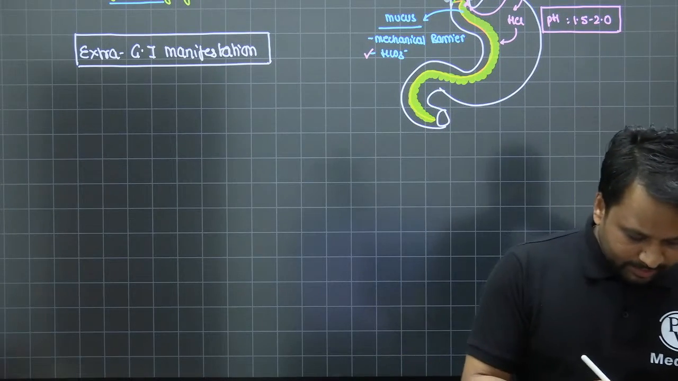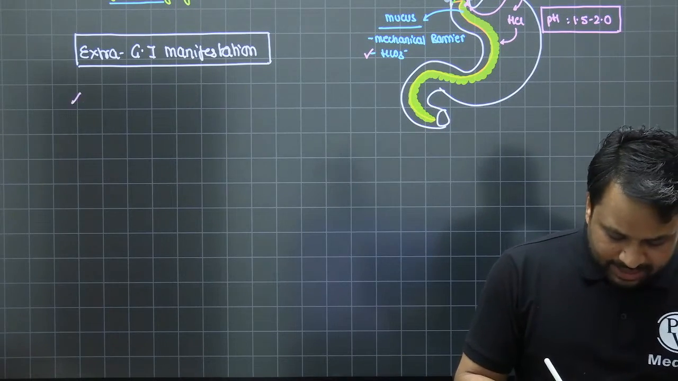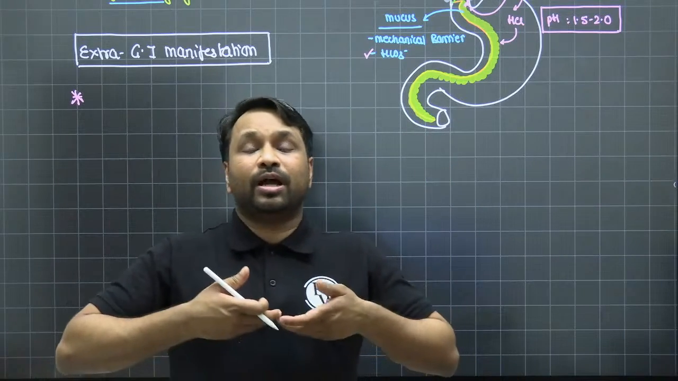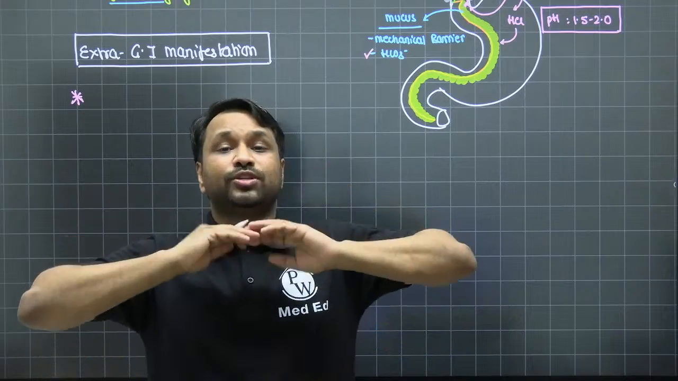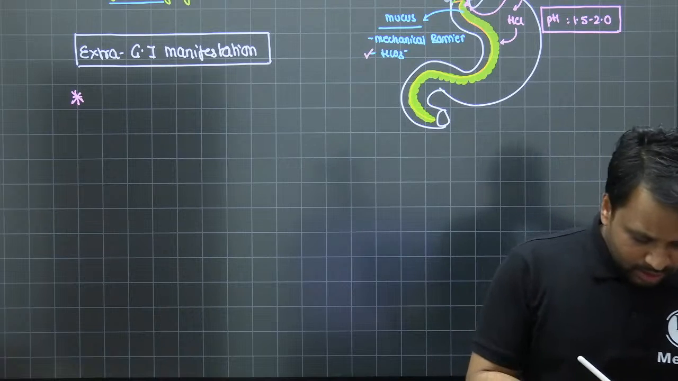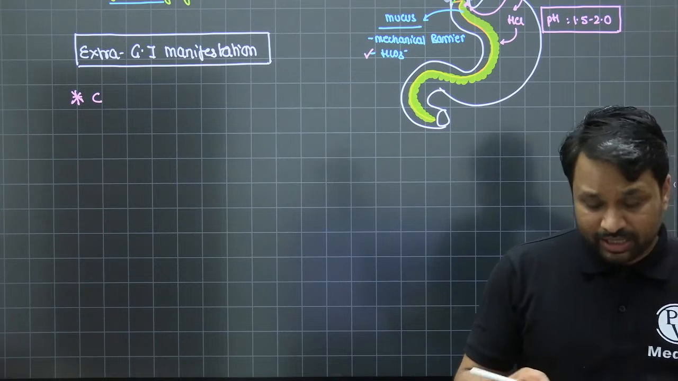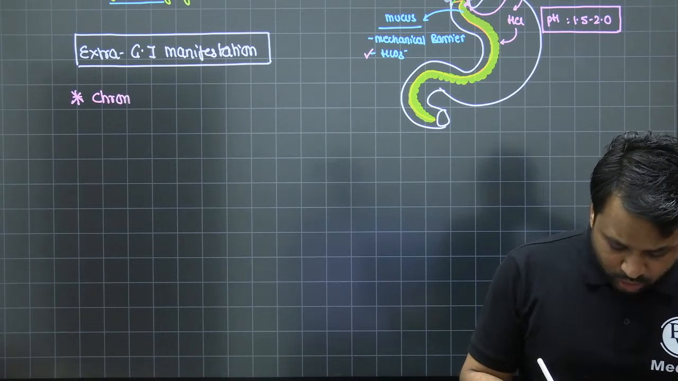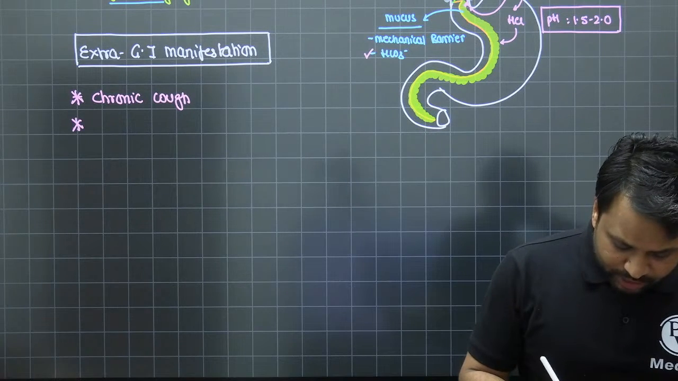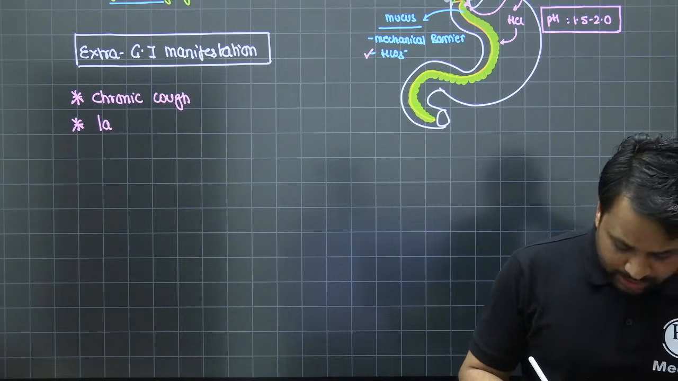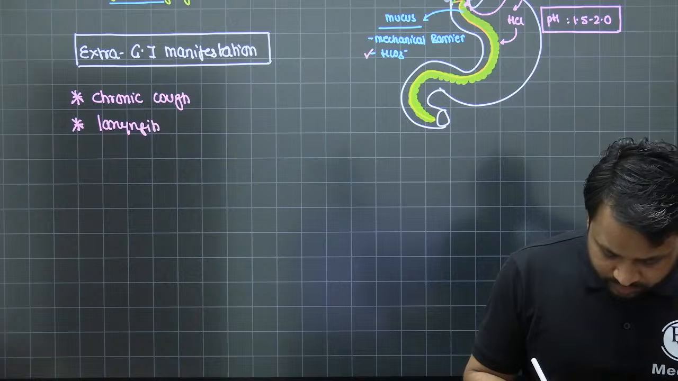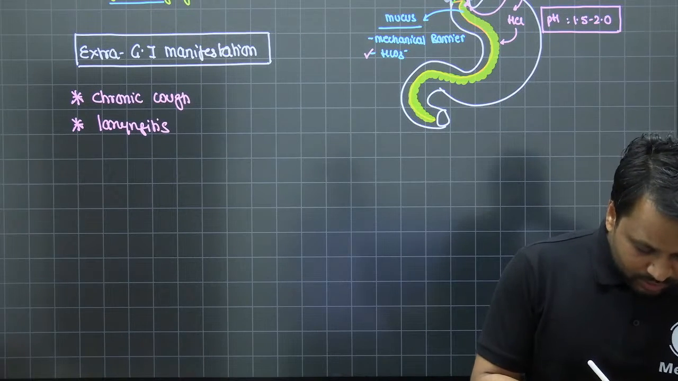Now, in extra GI manifestations, because this reflux is happening, it is becoming progressive. As it goes up, it can go from the esophagus into the trachea, that is, from the pharyngeal component it will go into the trachea and cause irritation. Because of that, it causes chronic irritation of the larynx, resulting in chronic cough. So these patients can also land up with chronic cough and inflammation of the larynx, which is called laryngitis.